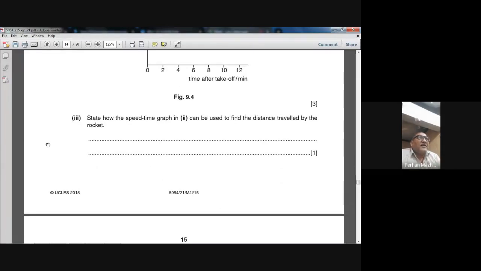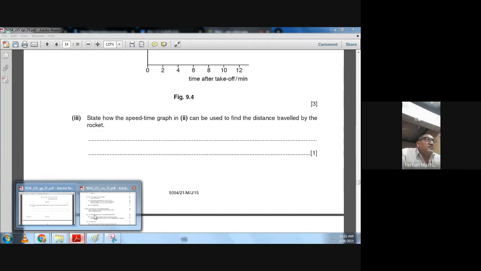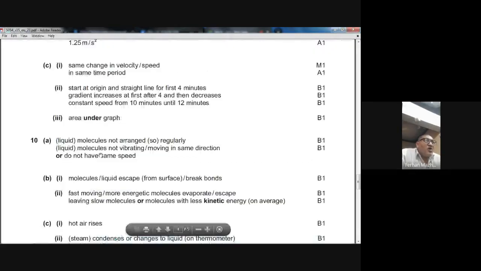Okay, the next part is: state how the speed time graph in figure 2 can be used to find the distance traveled by the rocket. What do you say? How can we find the distance traveled? Area under speed time graph. Yes, if we calculate the area under the speed time graph, that area represents the distance traveled. Let me show you the marking scheme also. Area under the graph. He said area under the graph. You get the 1 mark.